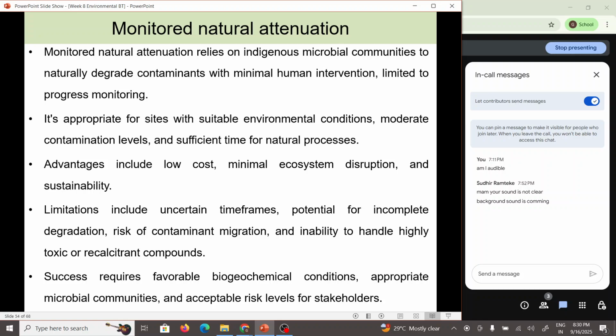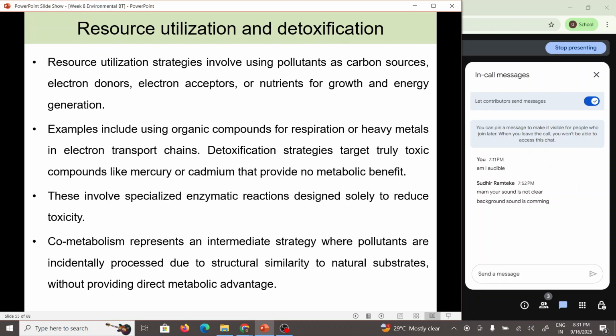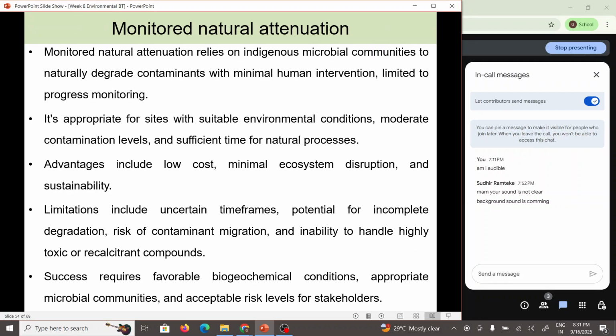When there is a very high contamination level and people are suffering because of that, we cannot go for monitored natural attenuation. We need to have some immediate intervention to reduce the pollution in that region. So that is what is the acceptable risk level for stakeholders. I hope it is clear about the monitored natural attenuation.